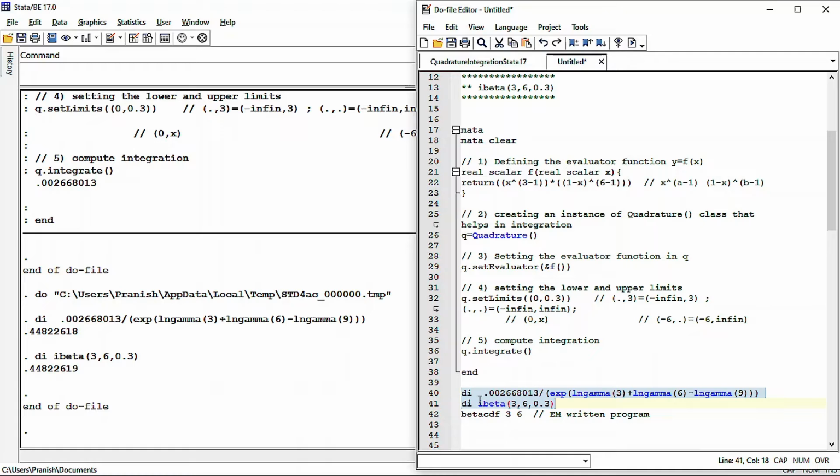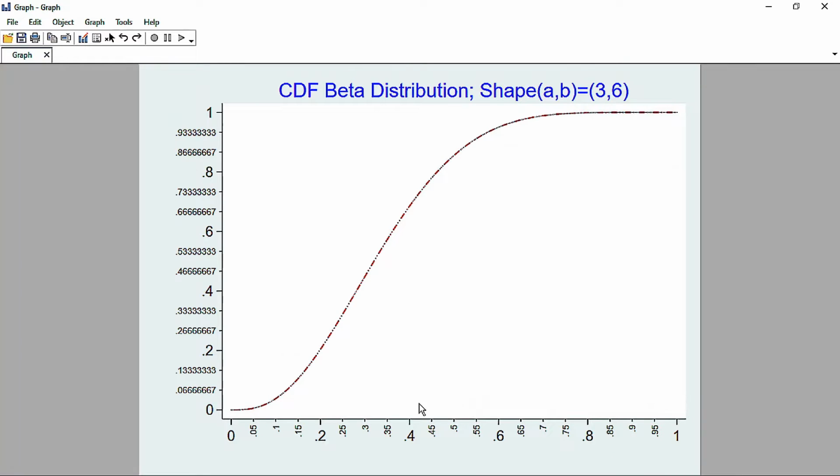Now let us see, both of them should yield the same result. It is 44%. For x to be 0.3, it is 44%. Now let us see it with the help of the graph. 0.3 or less, it is 44%, and somewhere over here.